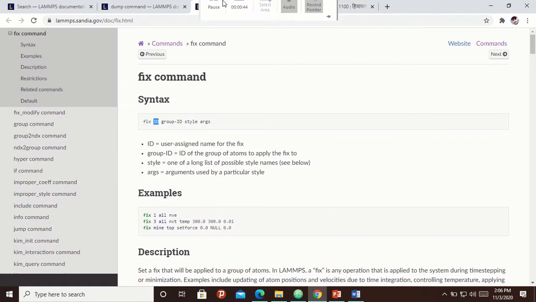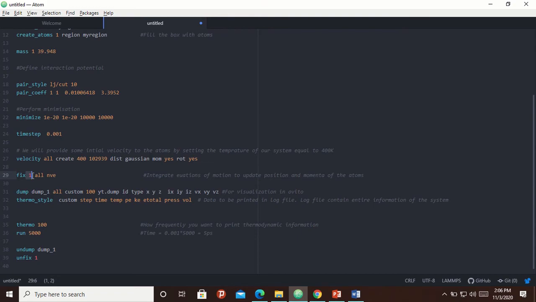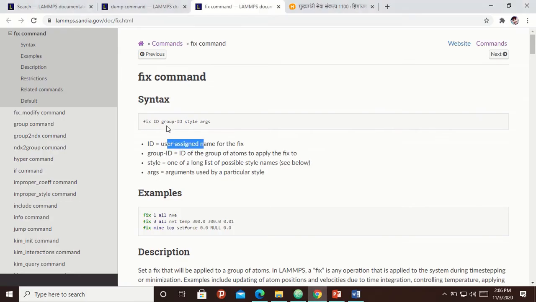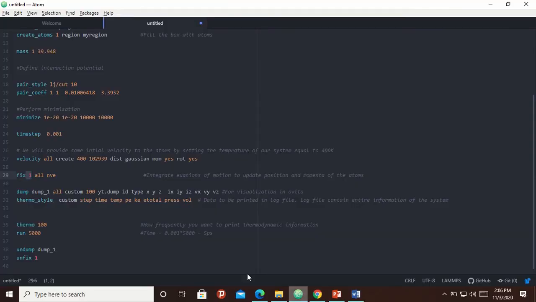So if you see the syntax of the fix command, there is fix, then comes the ID. This is a user assigned name for the fix. I have given it 1, followed by the group ID. So what is the group ID? I have not defined any group, so I will simply write all. So it will contain all the atoms in the system, and then comes nve.